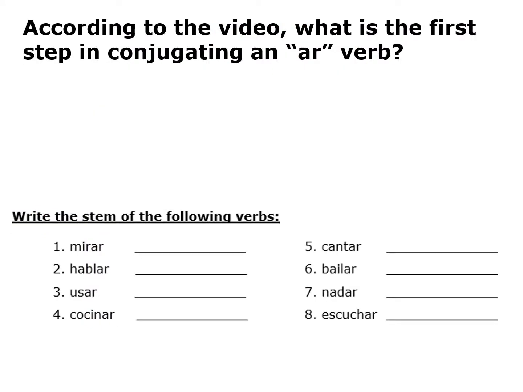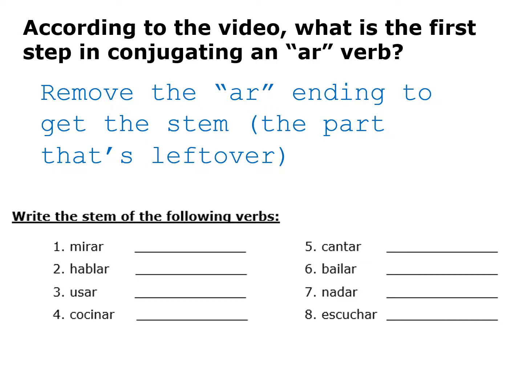Now it's time to take some notes. Going back to step 1. According to the video, what is the first step in conjugating an AR verb? Step 1, remove the AR ending to get the stem.